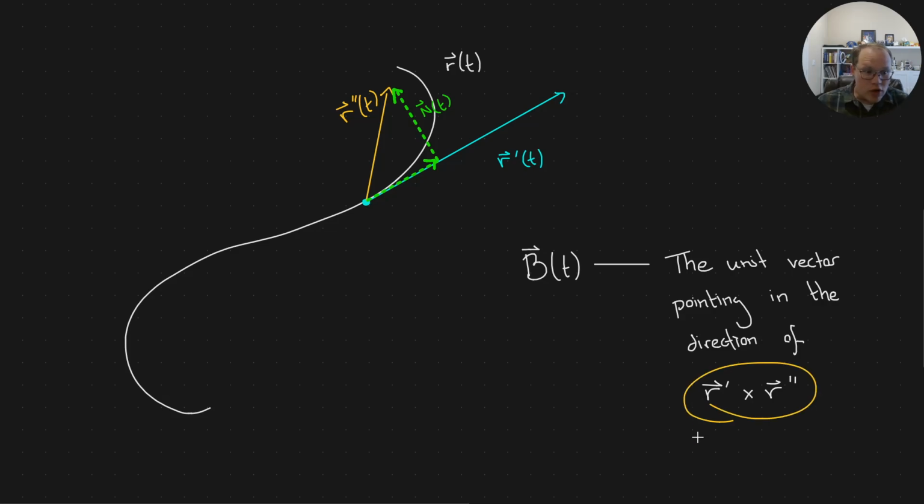So r prime cross r double prime doesn't give you the binormal vector, but it points you in the right direction. Once you get the direction, all you have to do is normalize it. So this will point you in the direction of the binormal vector. In a direction the vector will be orthogonal. I'm trying to figure out a way to draw this so it looks like it actually is.